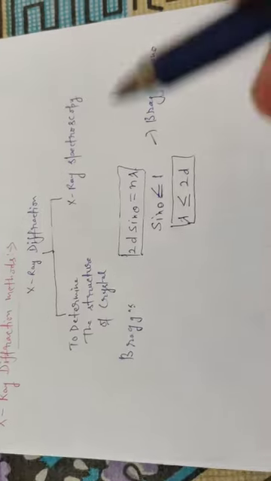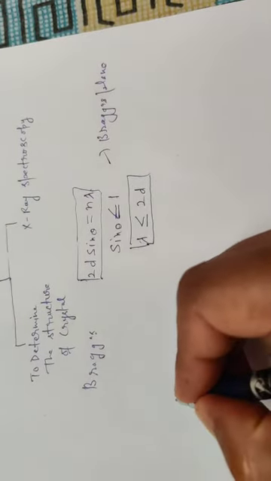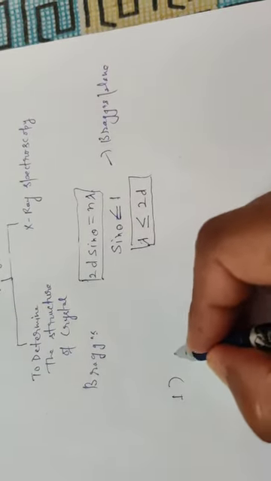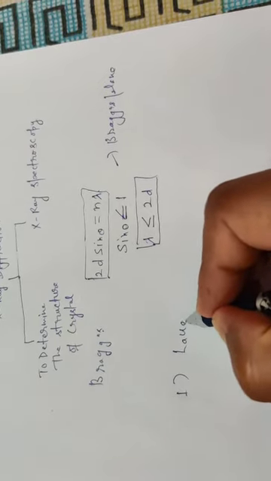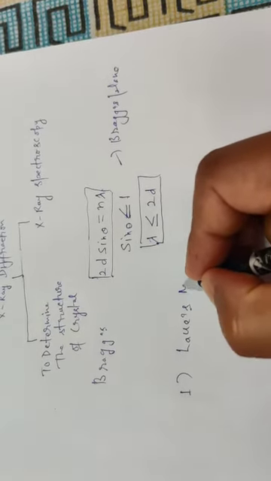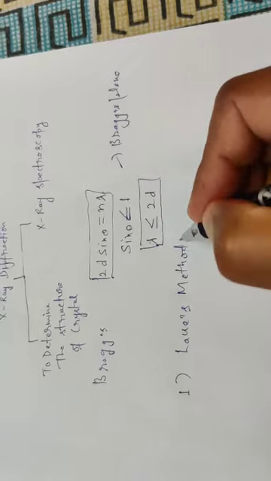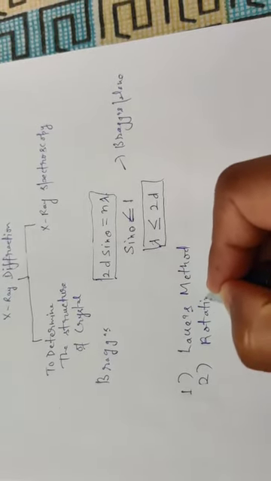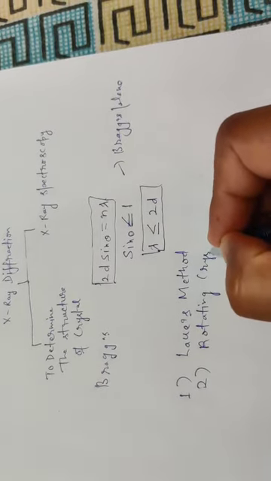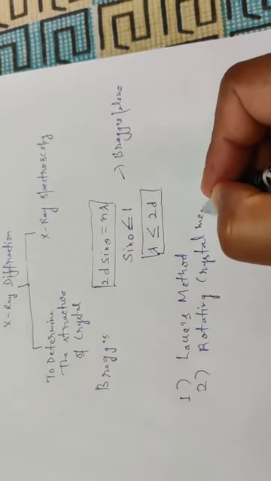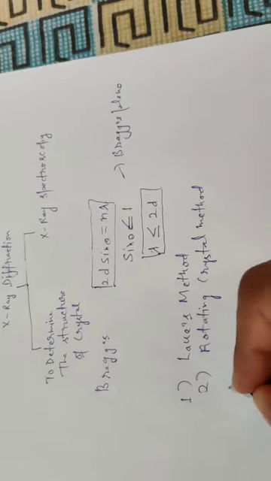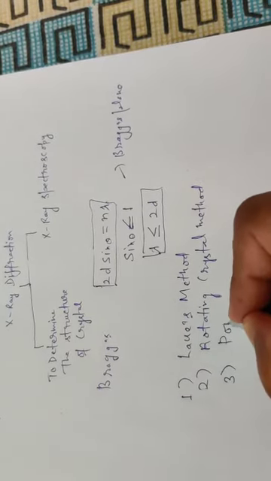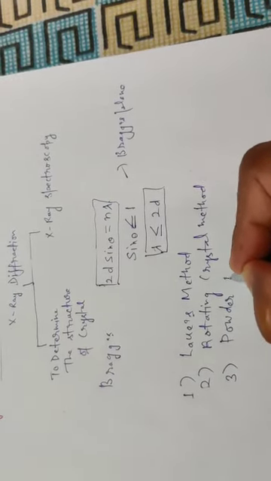So there are three types of X-ray diffraction method. First is Laue's method, which we are going to study in this lecture. Second is the rotating crystal method. Third is the powder method.